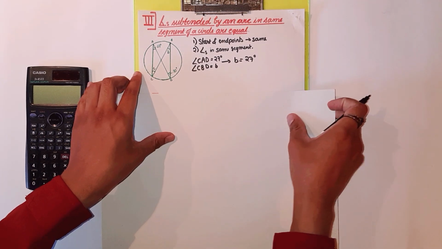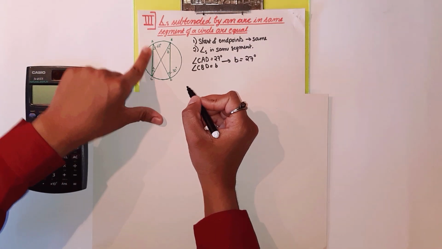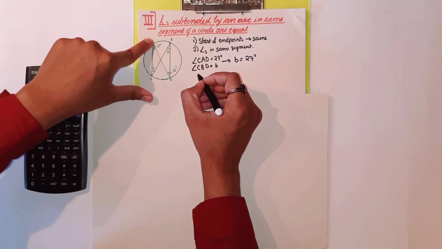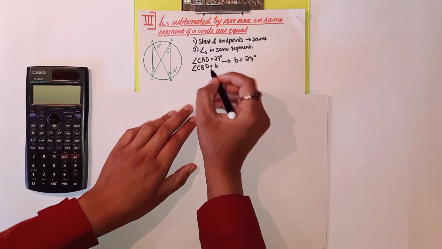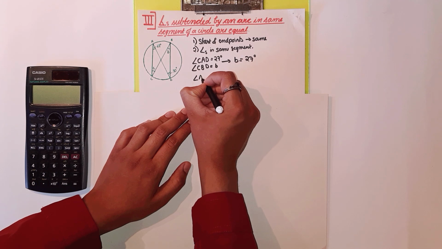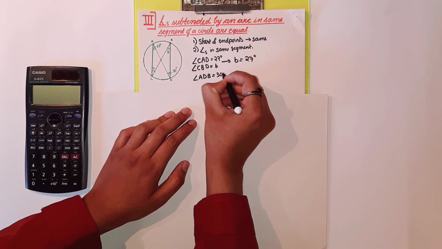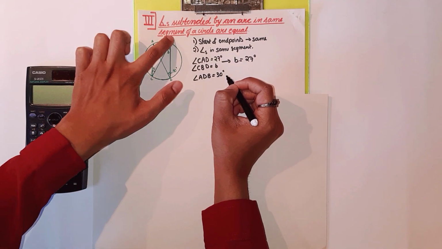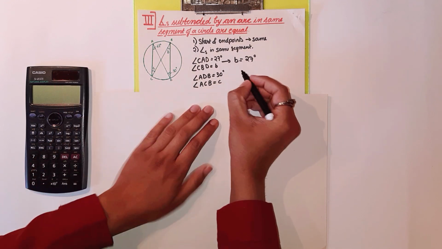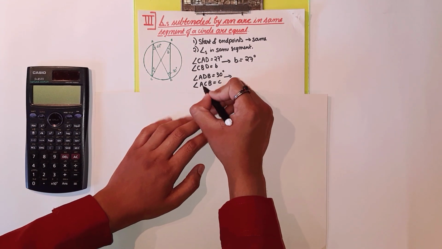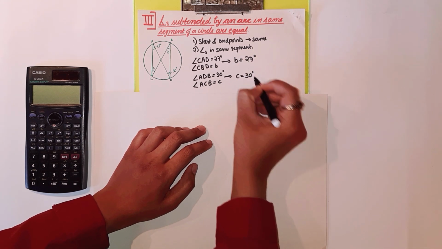Now let's look at C, right? Where do we have C? Over here. So for C, we have starting point is A. You can even take B as a starting point. It doesn't really matter. You just have to be consistent with it. But let's just take A. So ADB is 30 degrees over here. ADB. And ACB is angle C, the one that we're looking for. And again, they have the same starting and end points. So C is equal to 30 degrees.